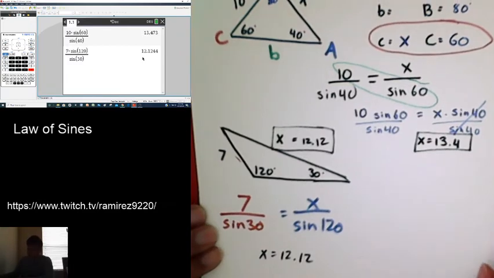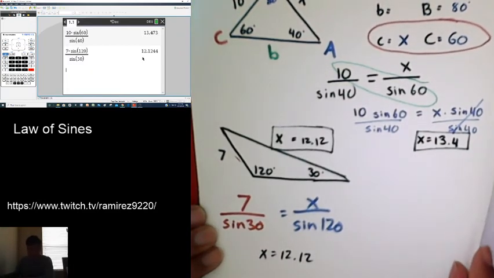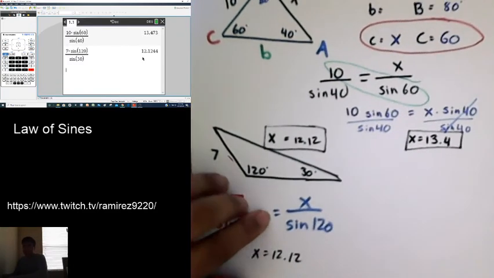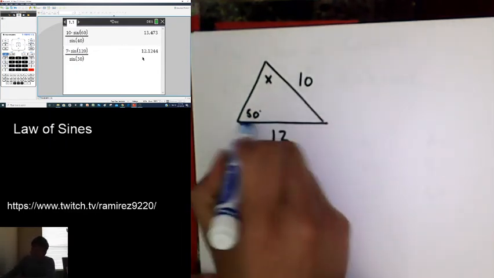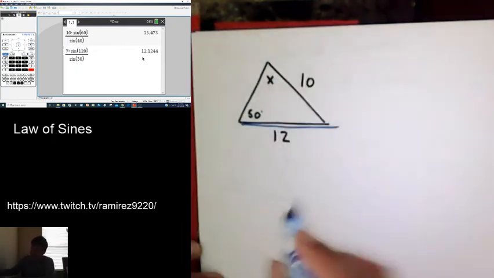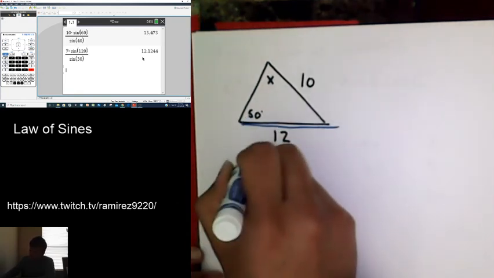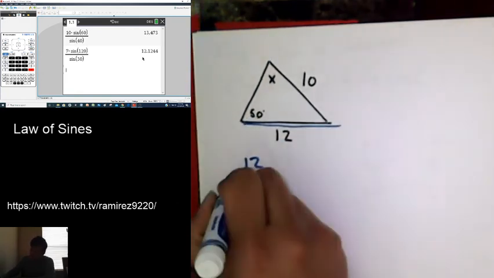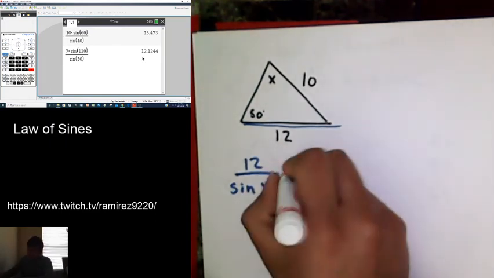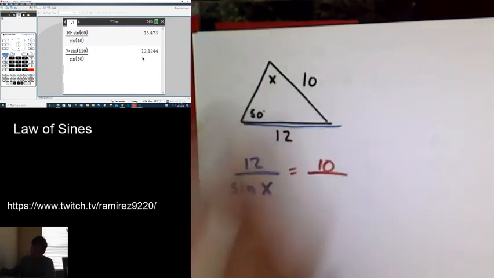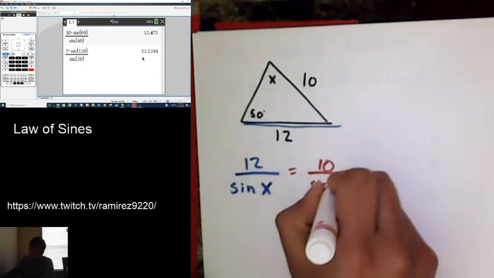All right, I'm going to do an example where now we're going to solve for the angle instead. We basically do the same thing. So again, if we go straight to that quick little shortcut, you can see how we have a 12. And so the 12 is across the angle x, so this is sine of x. The 10 is across the 50, so sine of 50.